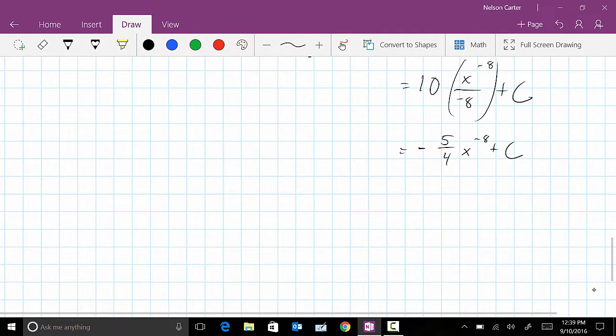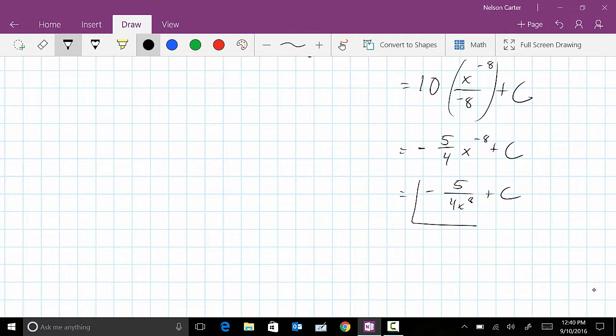You could leave it like that, or you could write it as the opposite of 5 over 4 x to the power 8 plus a constant. Something like that. So either one's okay. It's fine either way.